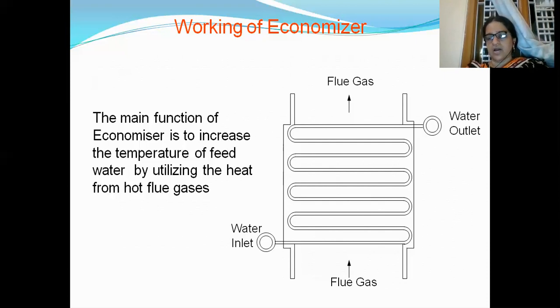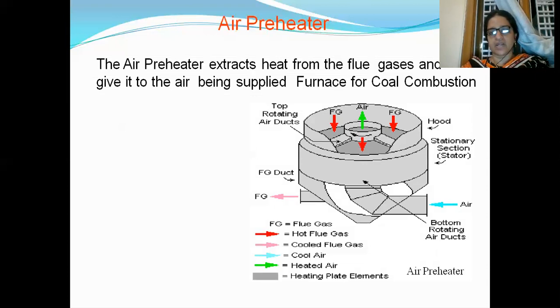How does it increase the temperature of the feed water? It takes the heat energy from the hot flue gases which are released by the boiler. By utilizing the heat from hot flue gases, the economizer increases the temperature of the feed water which is being passed through it. Coming to the air preheater.